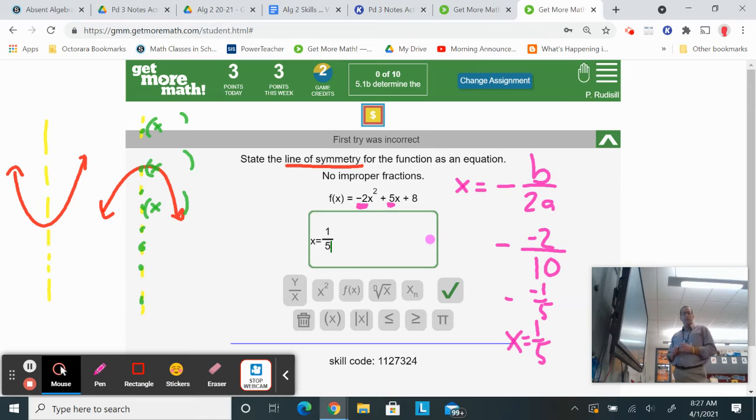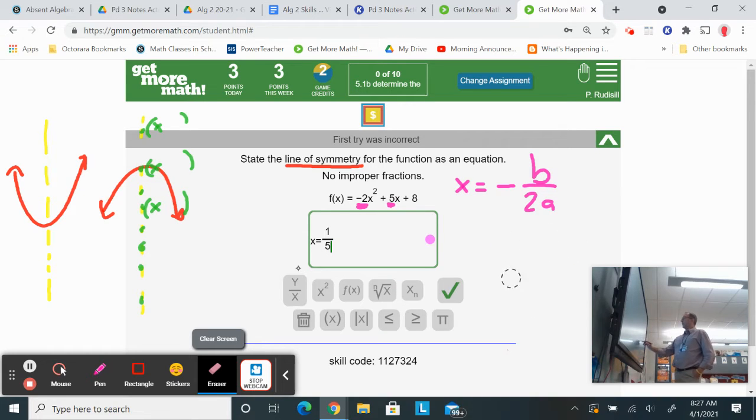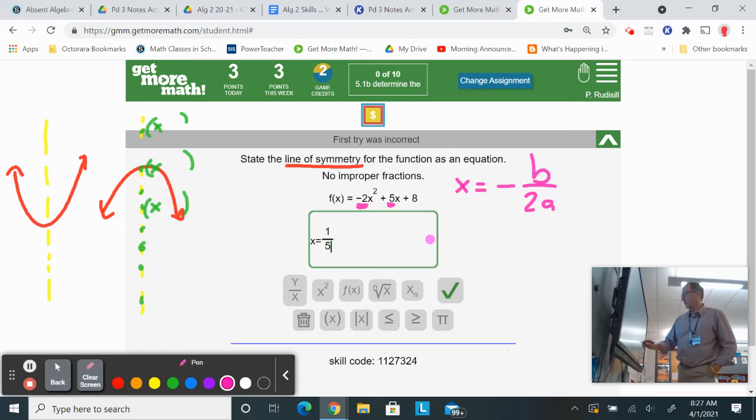So I have a mistake here. So now we got to go back and look at that. Where's my mistake at? Look what I did. I switched the A and the B. So let's just trash this whole thing. And, you know what, I'm not going to trash this whole thing. No, I'm just going to erase where I made the mistake. And hopefully you're screaming at me, Mr. Rudisil, everything was good until you substituted in for the B, and the B is the 5, not the -2.